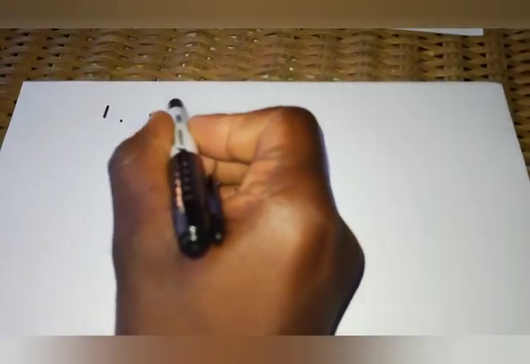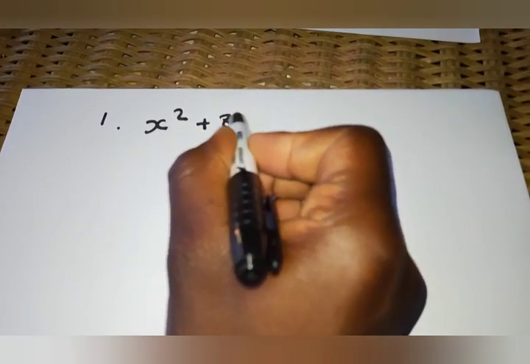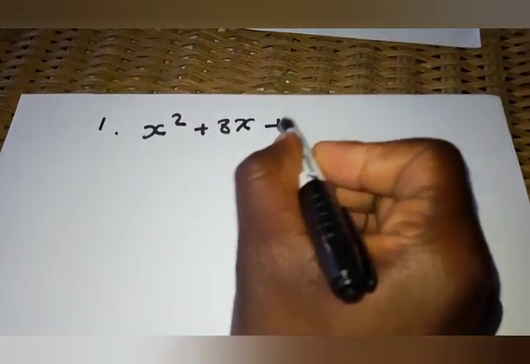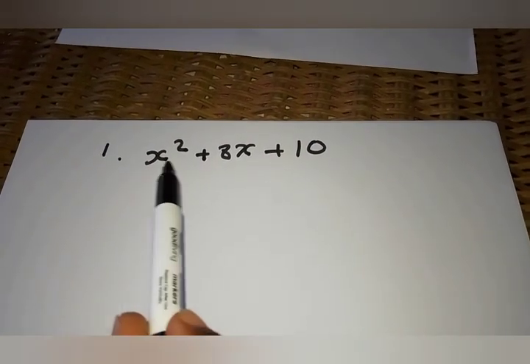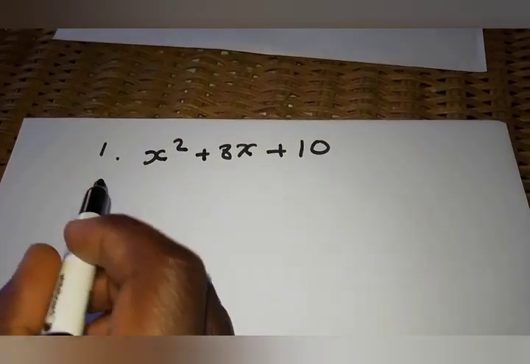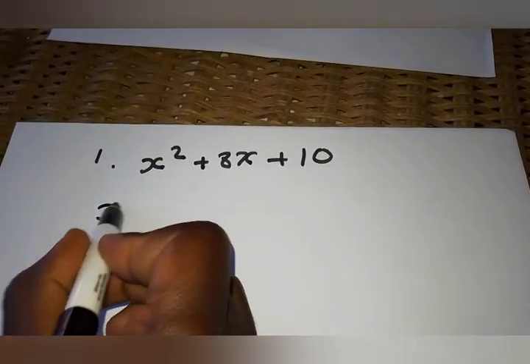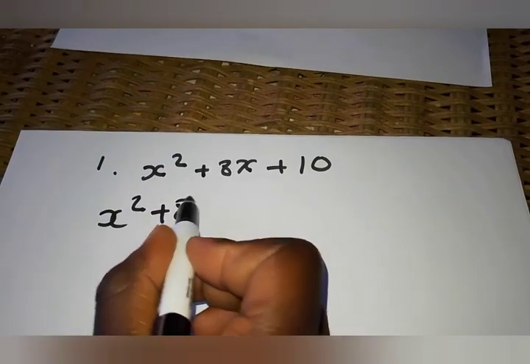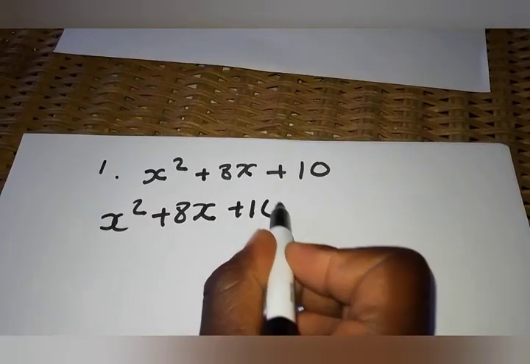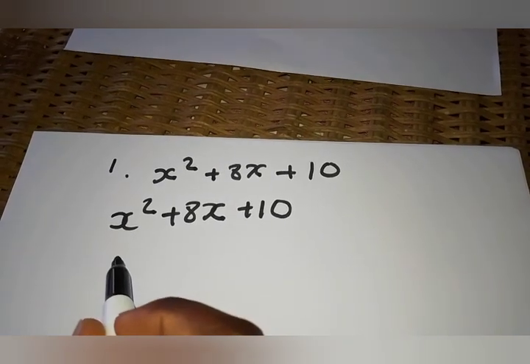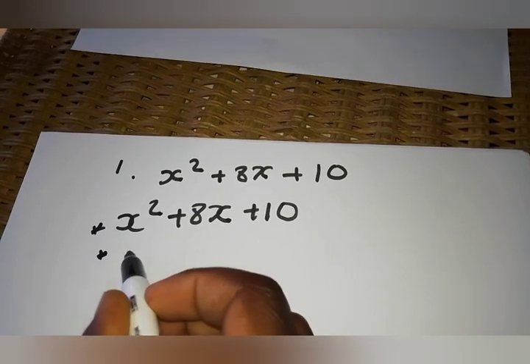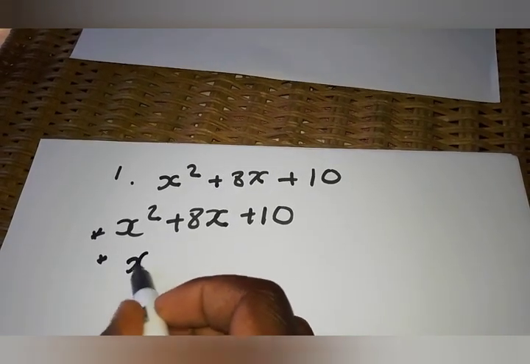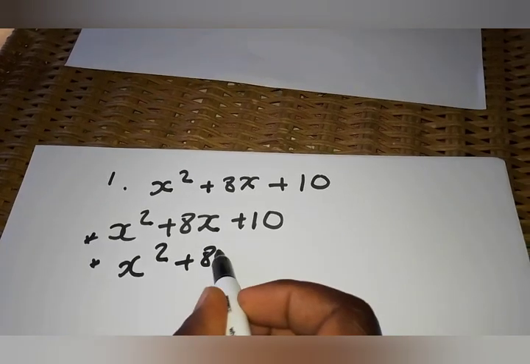Let's see our first example: x squared plus 8x plus 10. All right, so what we are given here is already in a standard form. It must be kept like that all the time. So x squared plus 8x plus 10. Let me symbolize my working so we can be on the same page. So x squared plus 8x.